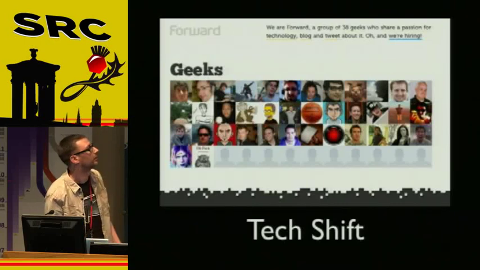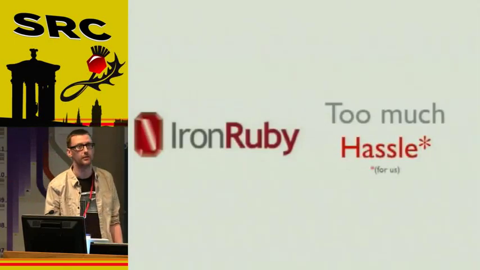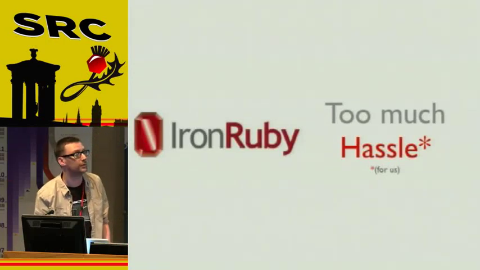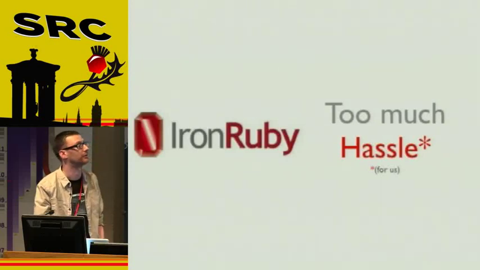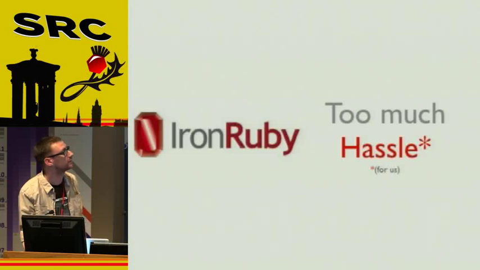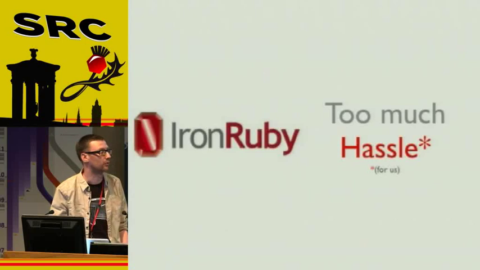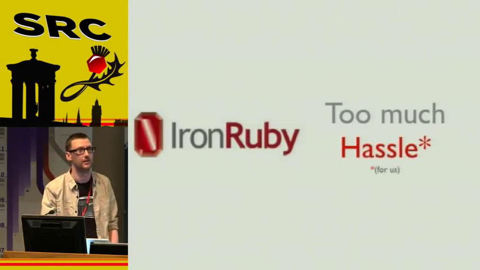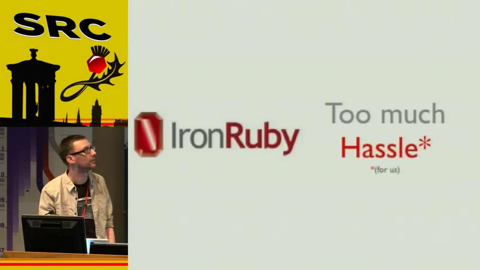We had no idea really. The first thing we looked at was IronRuby. IronRuby is Microsoft's implementation of Ruby on the .NET framework. That didn't work out very well. It was just too much hassle. For a start, a lot of the popular gems that we wanted to use didn't work very well or just displayed weird behavior, especially at any point where they were interacting with a Win32 system.